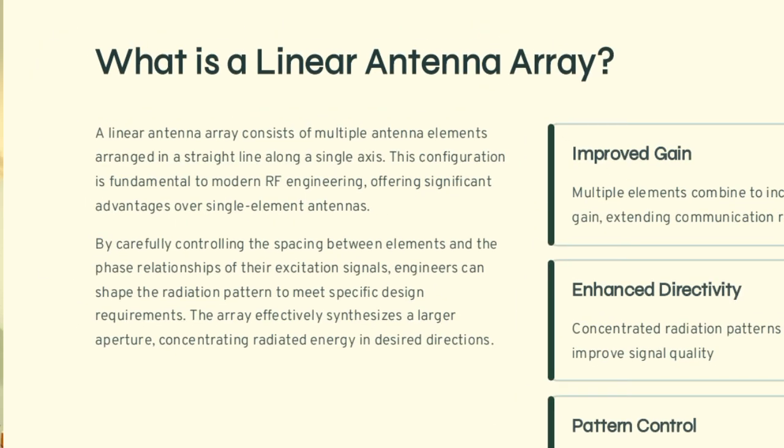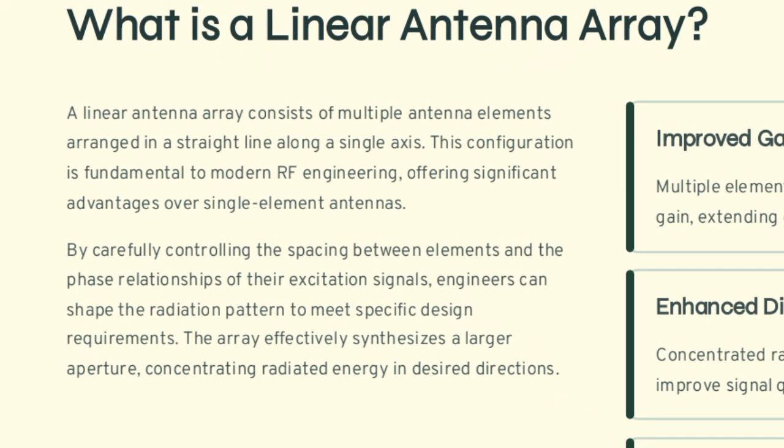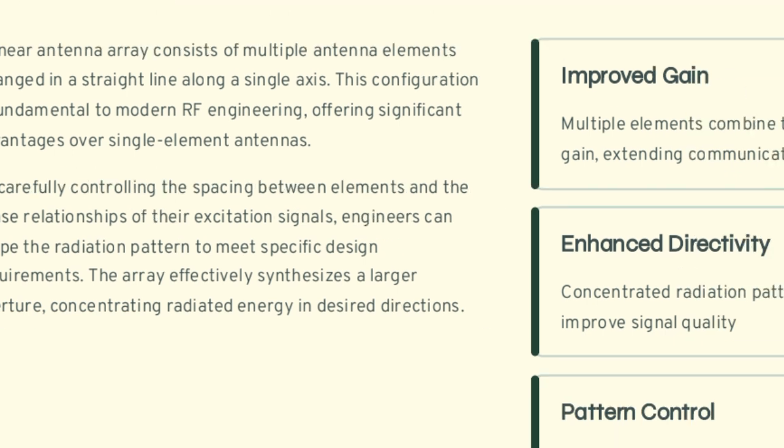A linear antenna array consists of multiple antenna elements arranged in a straight line along a single axis. This configuration is fundamental to modern RF engineering, offering significant advantages over single element antennas. By carefully controlling the spacing between the elements and the spatial relationship of their excitation signals, engineers can shape the radiation pattern to meet specific design requirements. The array effectively synthesizes a larger aperture, concentrating radiated energy in the desired direction.